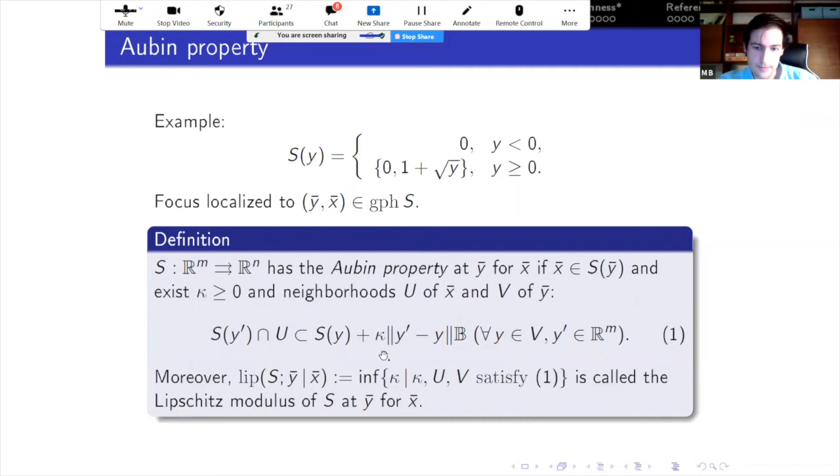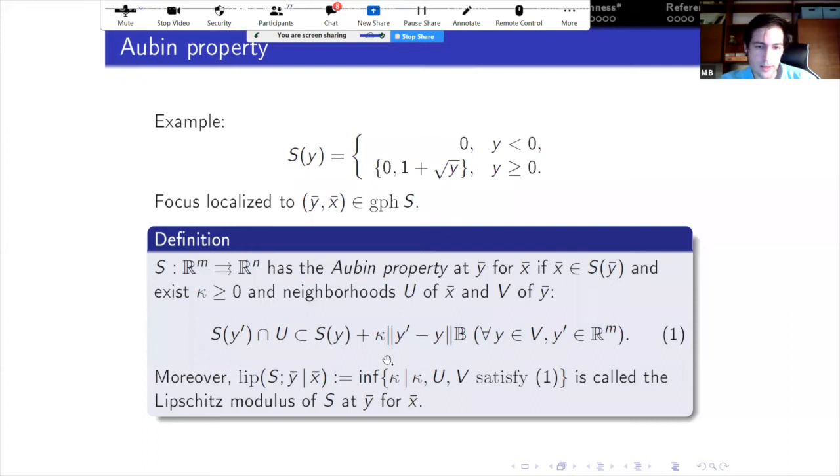Actually, an equivalent definition is that you can also take Y prime from V. But for some reason, it is more suitable to consider this one, as we'll maybe see later. So this type of estimate, again, here we see that this is controlled by a multiple of the difference of arguments. So this is precisely similar to standard Lipschitzness.